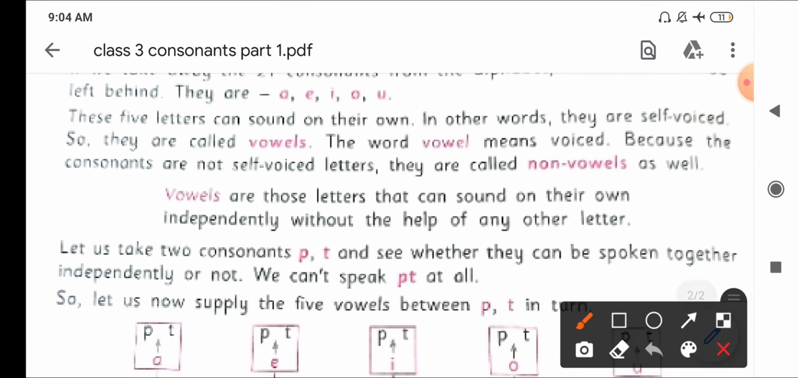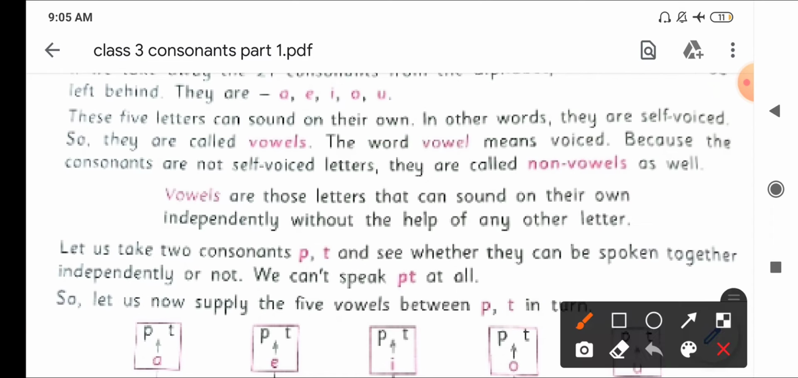You can see the next line. These 5 letters can sound on their own. As I told you, consonants cannot be sounded individually. They need the support of other letters, and mostly they need the support of vowels. How many vowels are there? 5 vowels are there. What are they? A, E, I, O, U.